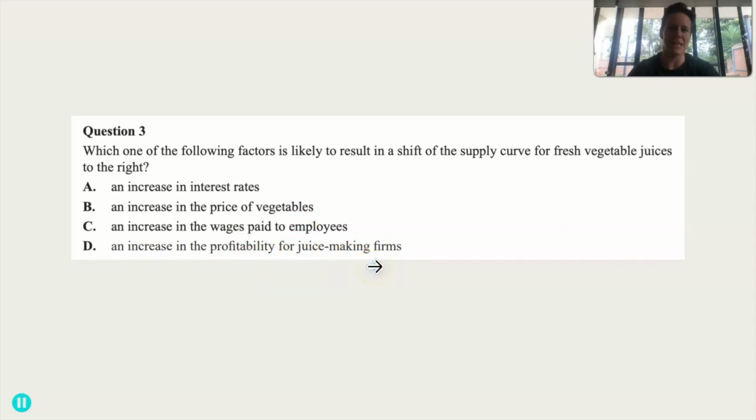Now, I've planted this one here because if there's an increase in the profitability for juice-making firms, and I'm a producer, but I'm not currently making juices, I might look at the market for juice making and go, hang on, there's an opportunity here. I'm going to take my scarce resources, move them away from what I'm currently doing and put them into this market. And ultimately that increases the number of suppliers, and that will shift my supply curve to the right. I hope that makes sense.